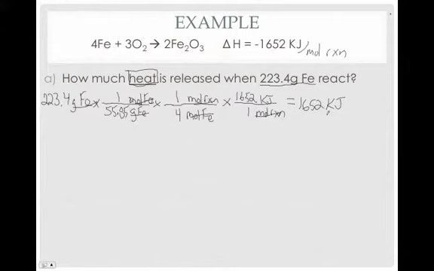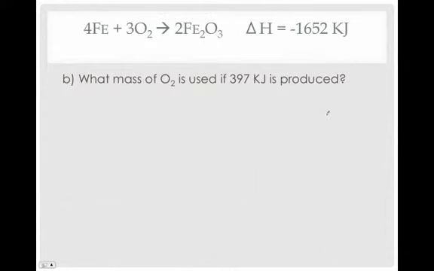And we're going to move on to another example. We're using the same reaction again, so again we have to add in the per mole of reaction. And this time we're asked what mass of O2 is used if 397 kilojoules is produced. So we're given the 397 kilojoules, and now we're asking for mass of O2, which is in grams. So we measure mass in grams.